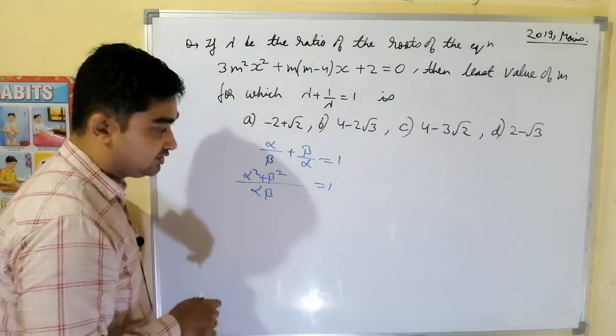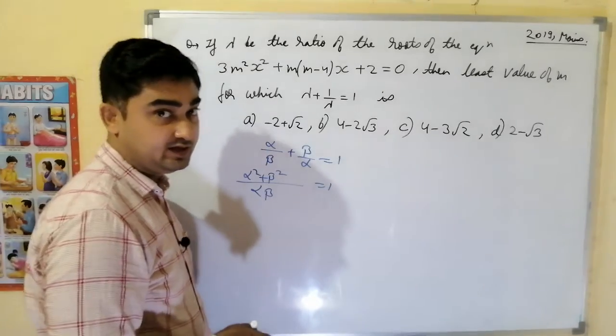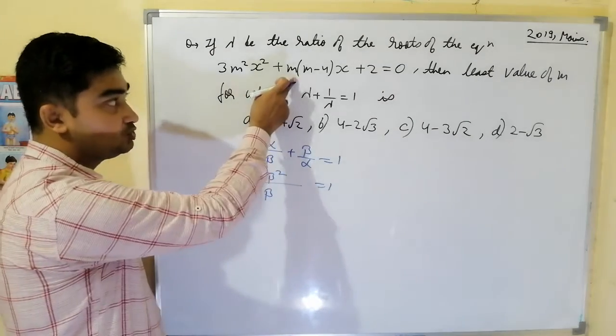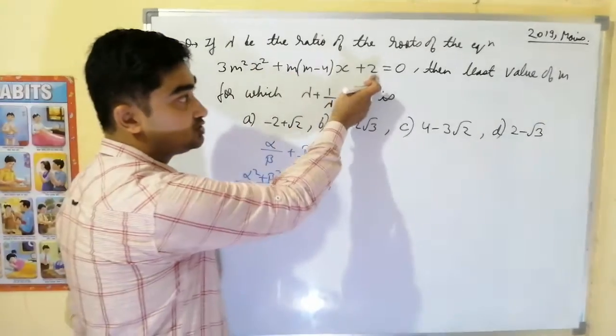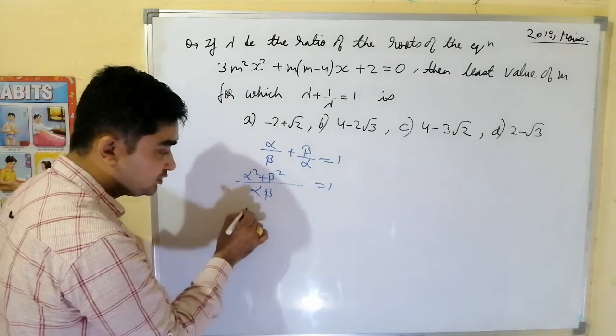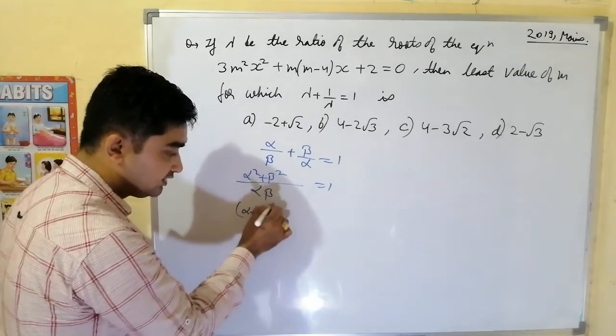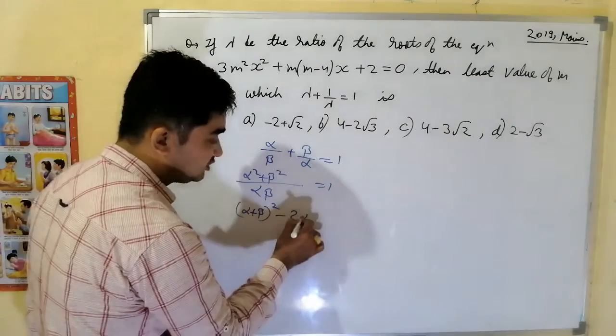But we don't know what alpha square plus beta square is. But we know what alpha plus beta is. In case of a quadratic equation, what is the sum of the roots? It is minus b over a. What is the product of the roots? C over a. So we can write alpha plus beta whole square as alpha plus beta whole square minus twice of alpha beta. Minus twice of alpha beta.